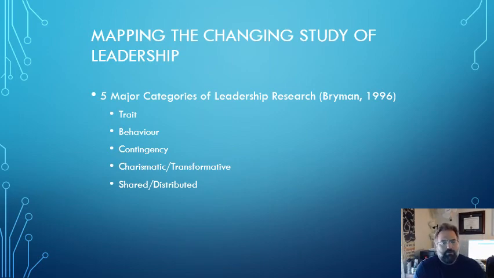And this also maps back a bit to the conceptual framework we saw at the beginning, where there are basically five major categories of leadership research. And they center around the traits of leaders. What do these leaders actually do? What are the behaviors they exhibit? The contingencies associated with it, the charismatic and transformative characteristics, and whether it's a shared versus a distributed approach.